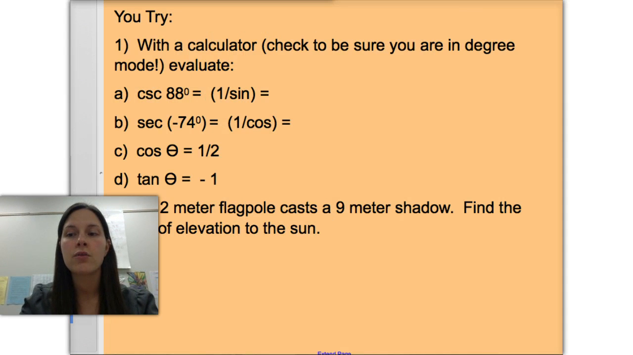All right, so the first Try is just checking out to see if you know how to use your calculator to evaluate some of the trig functions, especially some of those new ones. Remember, the new ones are the reciprocals of the ones that you already know. Your calculator doesn't actually have a cosecant, a secant, or a cotangent button, so you will have to do 1 over the trig function that it's the reciprocal of. And then the second one is looking for an angle of elevation. So make sure you understand what an angle of elevation is.